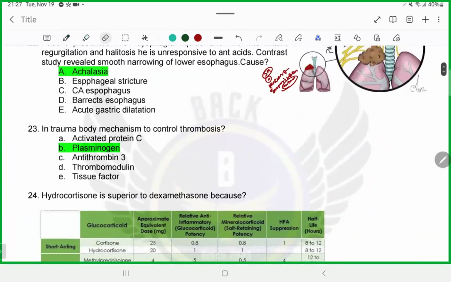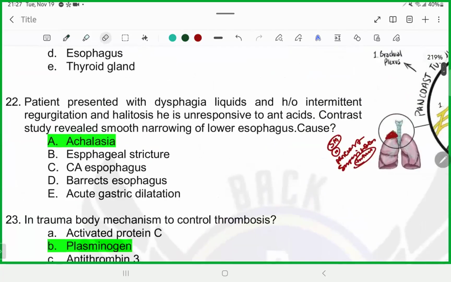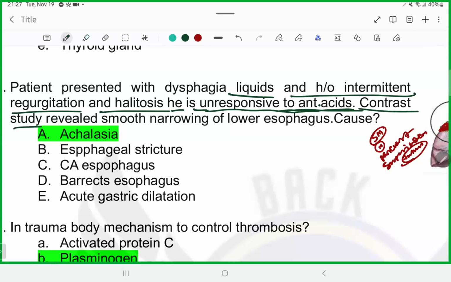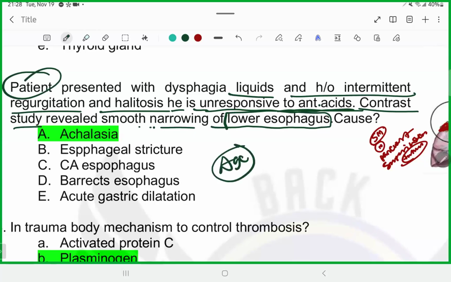Just a recap, because we have already told you everything in our class. Patient presented with dysphagia with liquids and a history of intermittent regurgitation and halitosis. He is unresponsive to antacids. Contrast study reveals a smooth narrowing of the lower esophagus. Guys, we don't know the age. Maybe in your exam you had the age, but people couldn't remember. This must be a young guy, in his 20s or 30s. See, smooth narrowing and dysphagia to liquids.